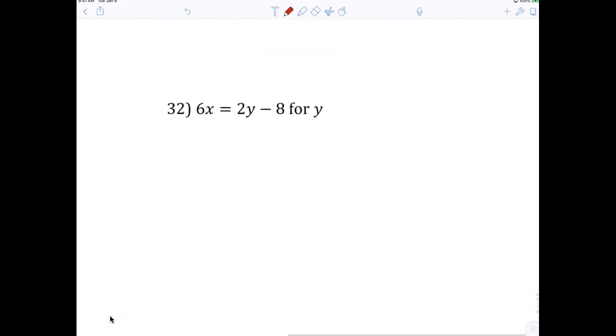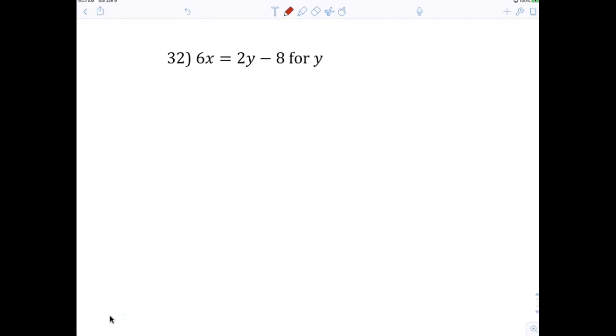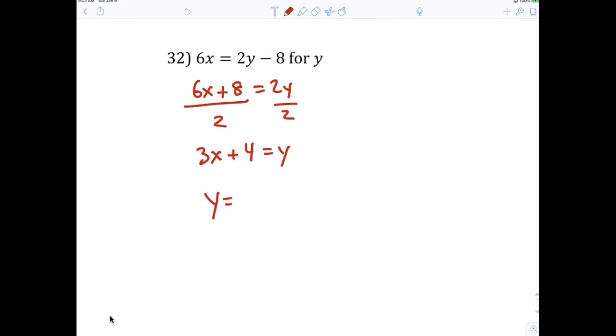All right, Hubble. Good job. Add 8. Good job, Hubble. Divide each side by 2. Wow, that was good. Notice what he did, guys. He divided out. If you can divide out the number, go ahead and divide out the number. What is 6 divided by 2? 3x. What's 8 divided by 2? 4. So technically the answer is y equals 3x plus 4.